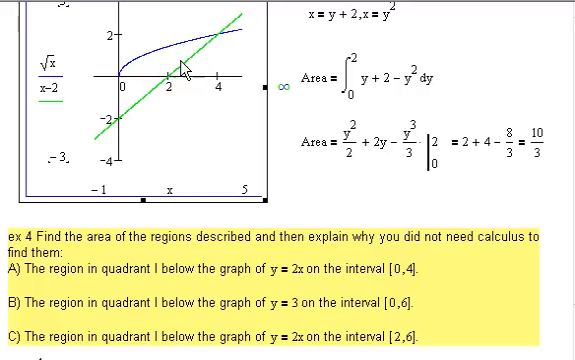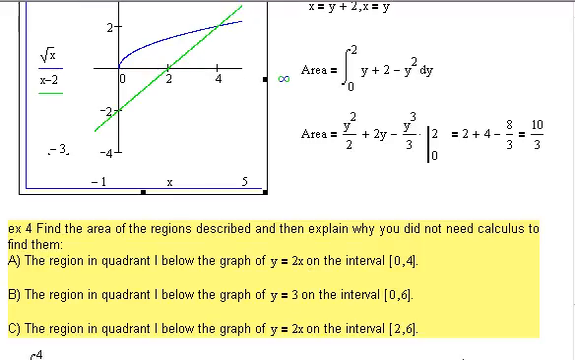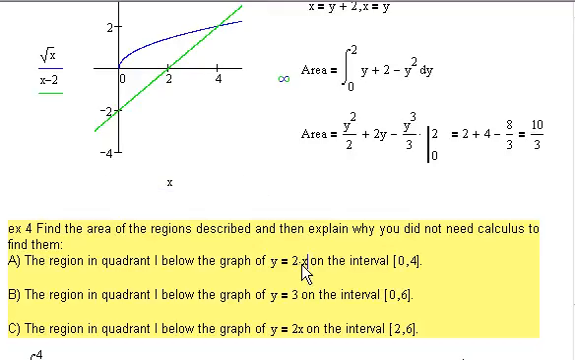It's hard to imagine that this piece between the blue and the green in this first quadrant is 10/3, but that's what we found out. But what about this one? The region in quadrant 1 below the graph of y equals 2x on the interval from 0 to 4. Well, hopefully you should say, the graph of y equals 2x is a line with slope 2 going through the origin, and on the interval 0 to 4 means it's a right triangle with base 4, and height is actually 8, because if x was 4, y would be 8.